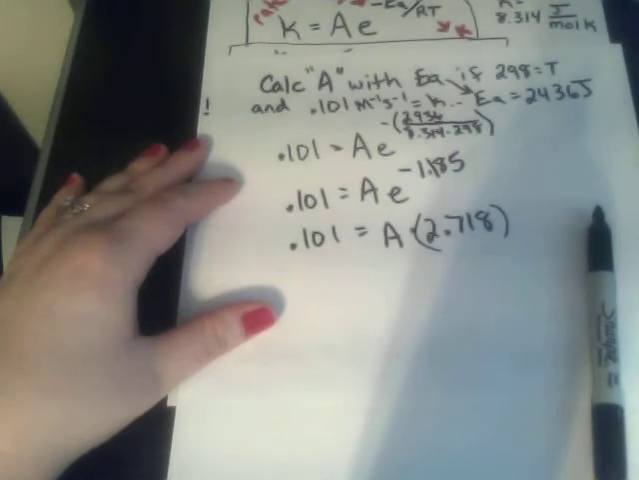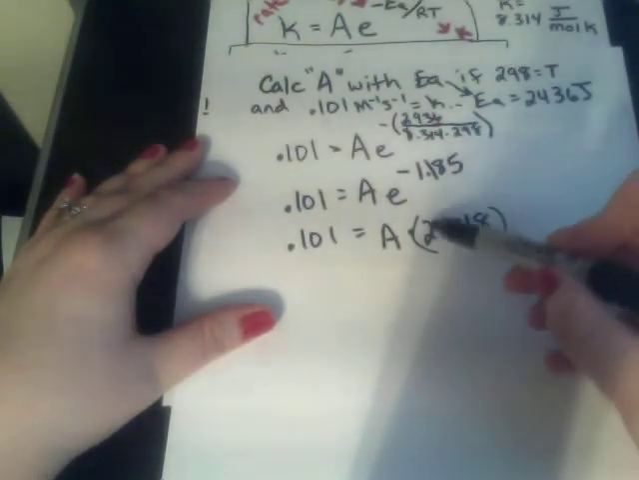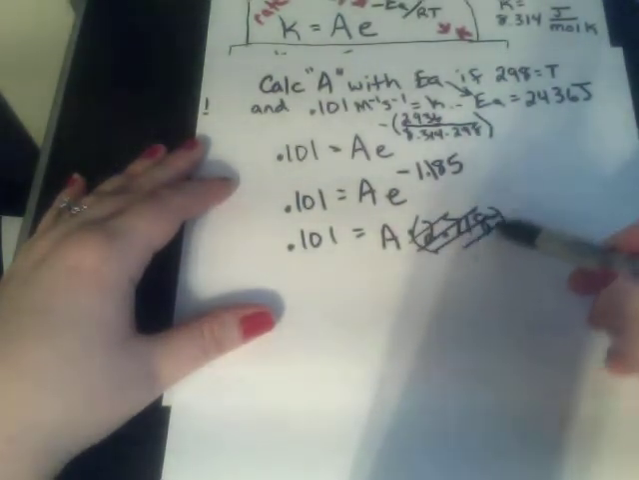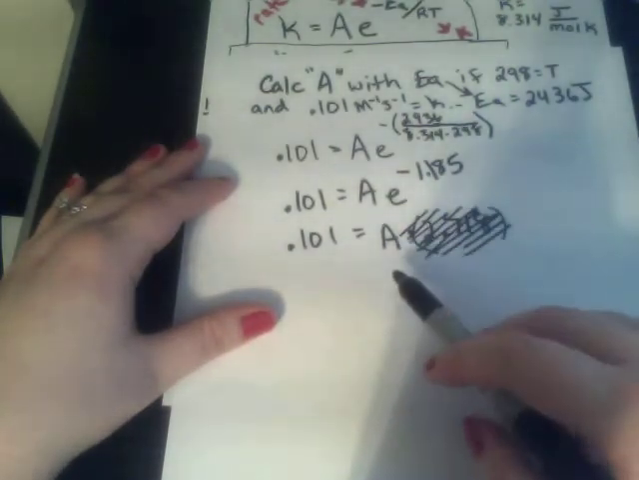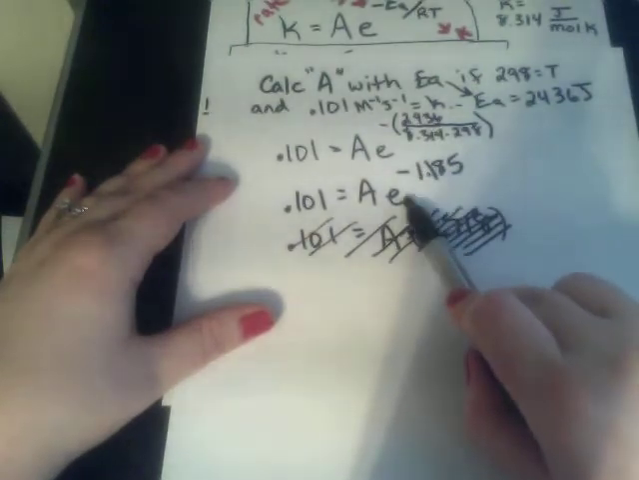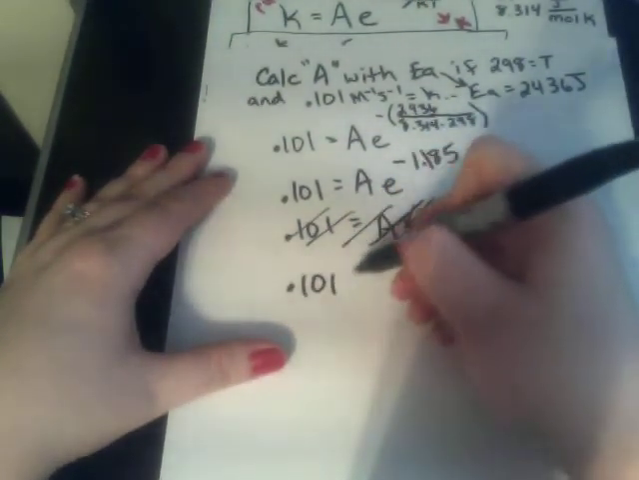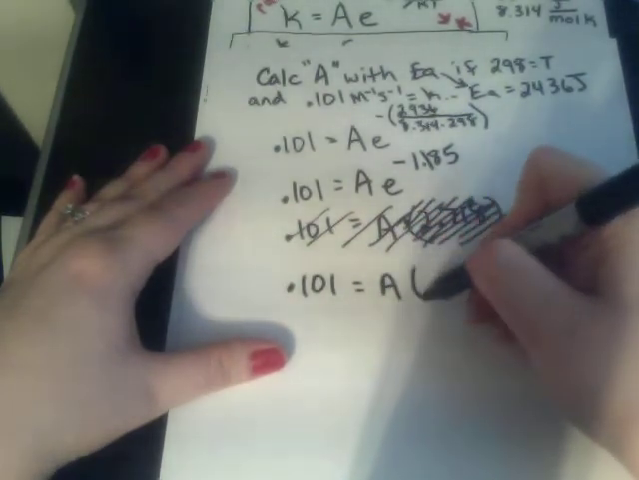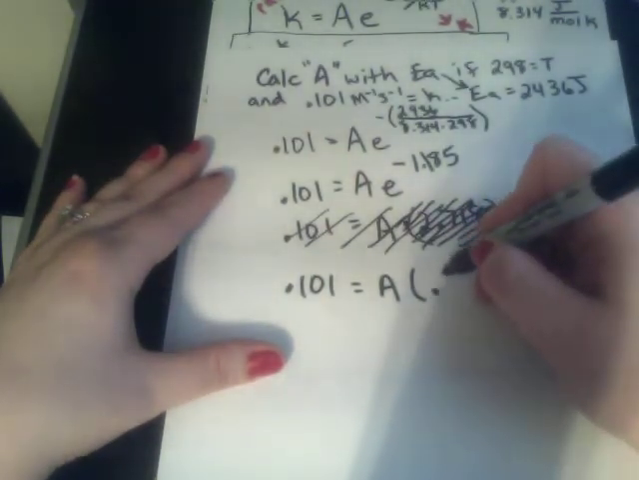Oh, let me see if I can get this correct. Let me double check. All right, so I did make a disclaimer that I'm working with a calculator that I'm not super familiar with. So I knew that that was wrong. So e to the power of negative 1.185. So it's actually 0.101 equals A times, and the real number is 0.3057.